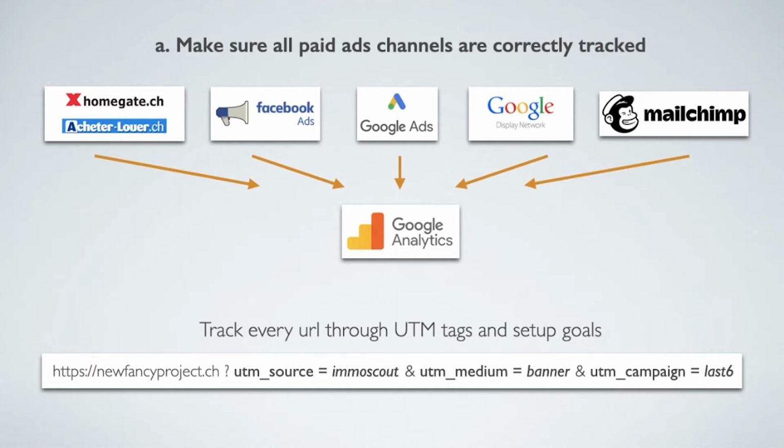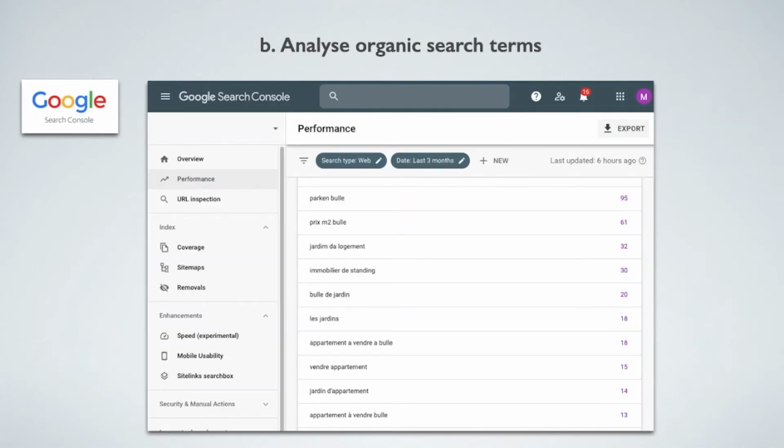Then after, you also need to analyze the organic search terms. For that, you use Google Search Console, in which you will have an idea of a portfolio of keywords that are being typed in order to land on the website. So here you will have an idea of the organic traffic. So you can also track it with Google Search Console.